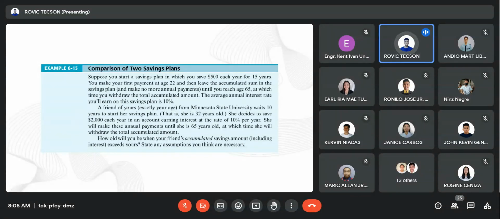Dito na siya nag-start sa og kaning save. So she decided to save $2,000 each year in an account earning interest at the rate of 10% per year. She will make these annual payments until she is 65 years old, at which time she will withdraw the total accumulated amount. How old will you be when your friend's accumulated savings amount, including interest, exceeds yours? State any assumptions you think are necessary.